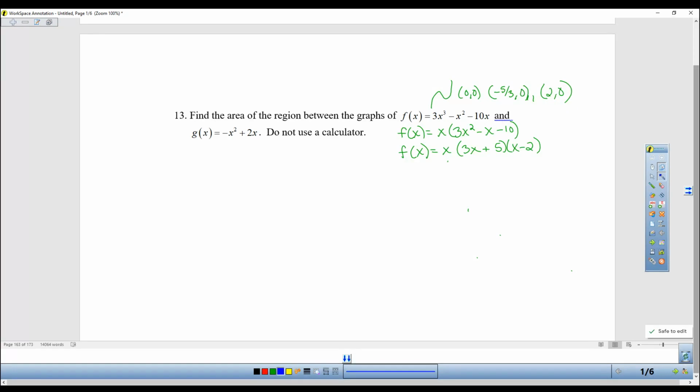For my other graph, g of x, I know it's a downward parabola. And it also has a y-intercept of 0, 0. To find my x-intercepts, I can factor. I'm going to factor out the negative. I personally think that always makes the problem easier, although this one's already pretty easy. So 0, 0, and 2, 0. So already I see 2 points of intersection. I'm going to go ahead and make my graph.